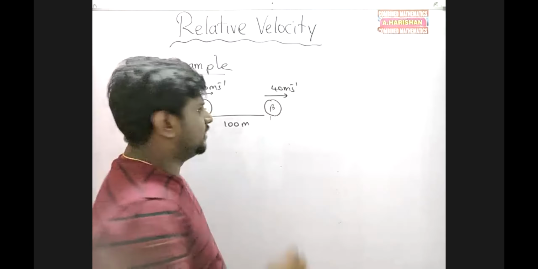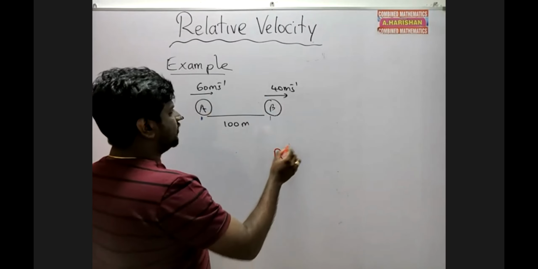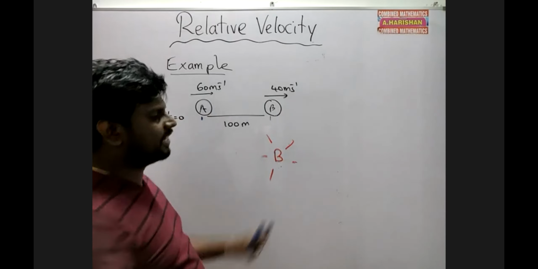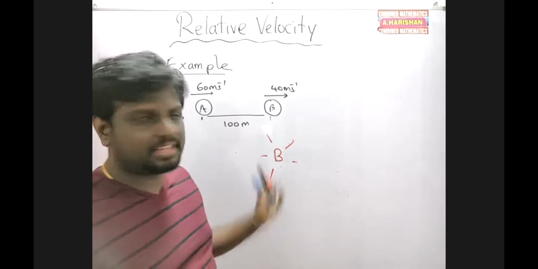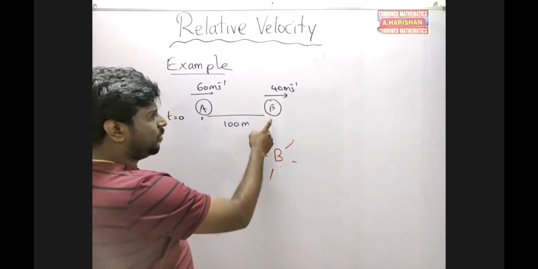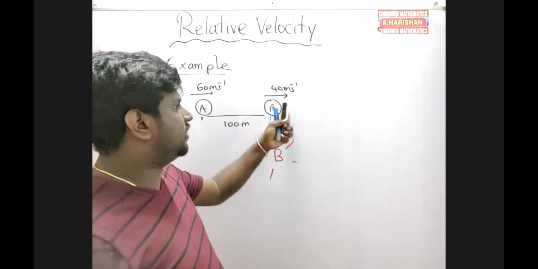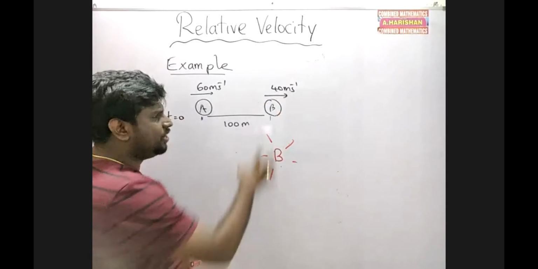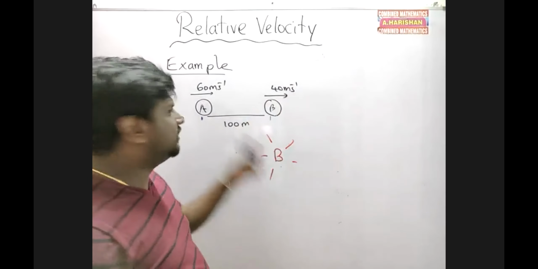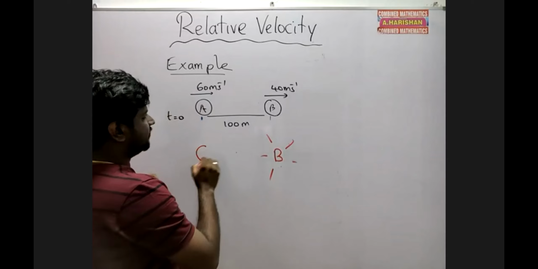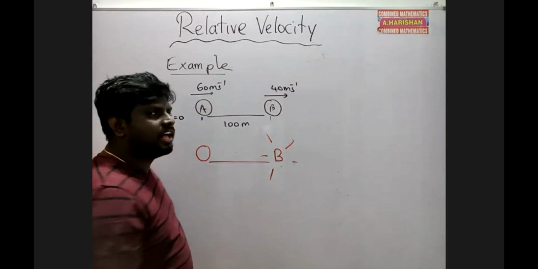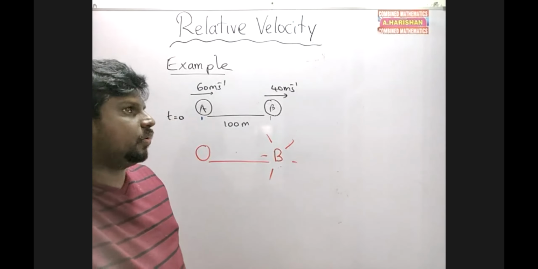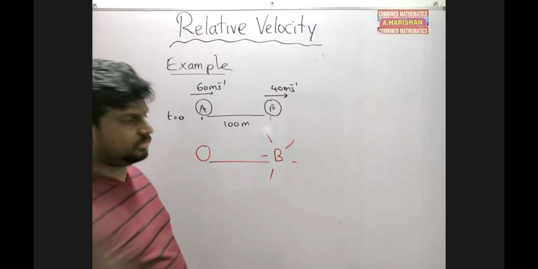Frame of B means according to the B. Normally what I have done is according to the Earth, who is sitting outside and watching what is happening here. But according to B, the driver of this car or the particle or whatever, how will A appear? That is what we call frame of B.